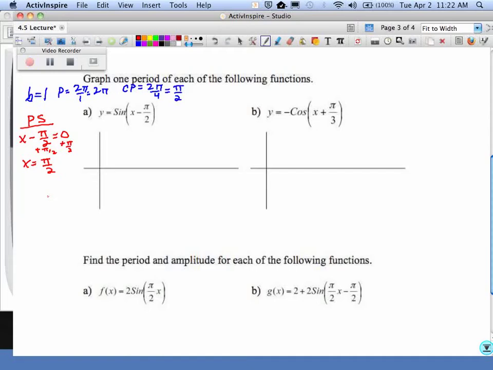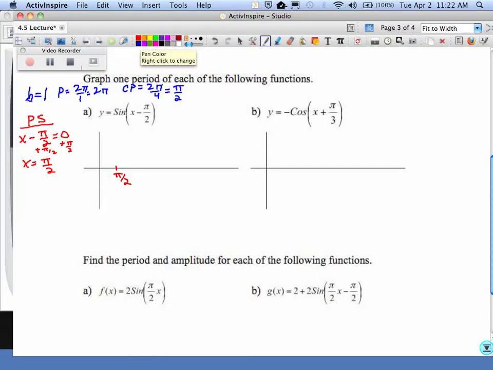So where's my first critical point supposed to be, or where is it normally? At 0. Now it's going to be at pi over 2. So I'm going to write that one down. So instead of being at 0, we're going to start our graph at pi over 2. Now I'm going to space them every pi over 2 from there. So there's my first critical point.